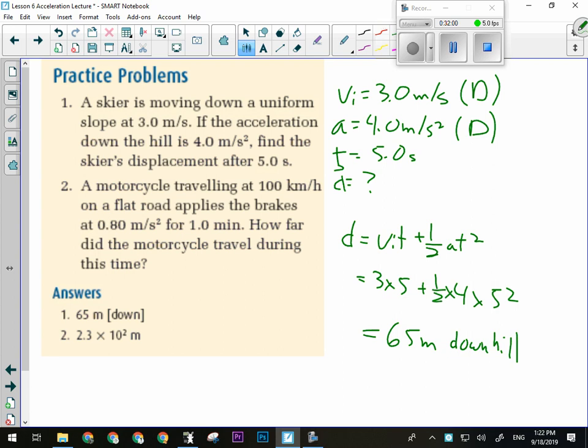How many people have done number 2? No, I have not. I don't think I'm right. What do you need to do to the kilometers per hour? Change it to meters per second. Divide by 3.6. What do you need to do to the minutes? Multiply by 60. Yeah, because in 1 minute there are 60 seconds. It's pretty straightforward.